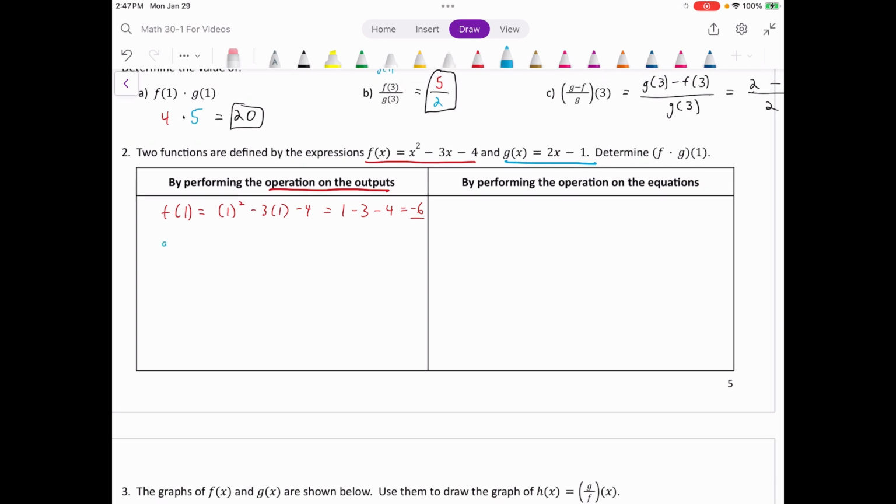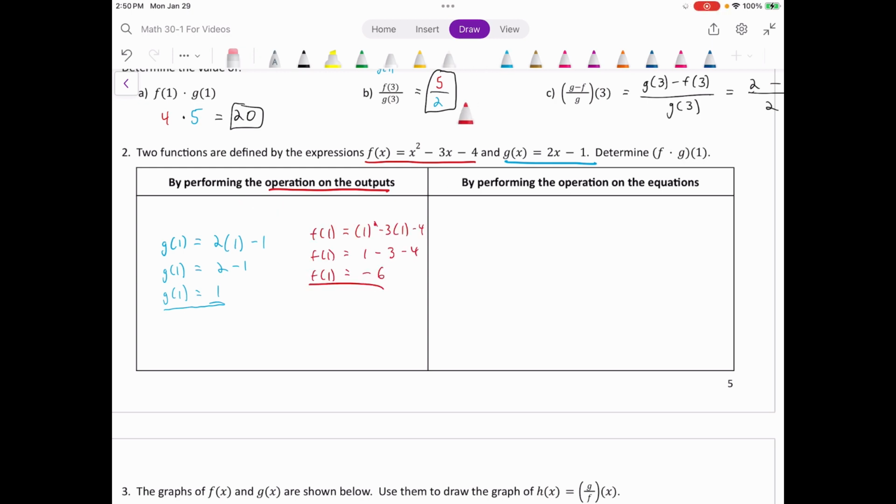Let's do g of 1. G of 1 is 2 times 1 minus 1. So g of 1 is 2 times 1 is 2 minus 1. G of 1 is 1. All right, I had to fix that. That was bothering me that I worked sideways like that. So there we go. A little easier to see now, hopefully. G of 1 is 1. F of 1 is negative 6, like we worked out.